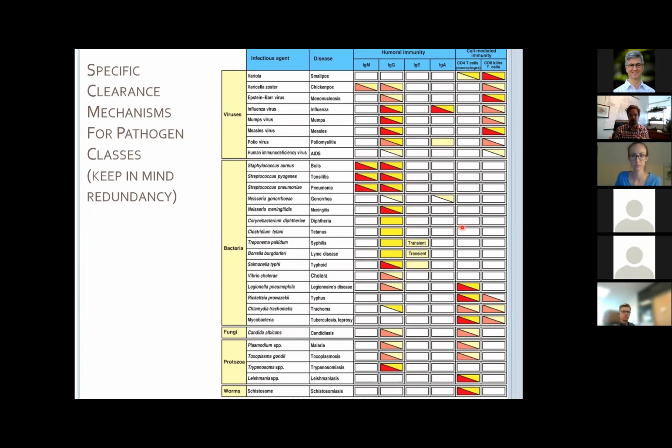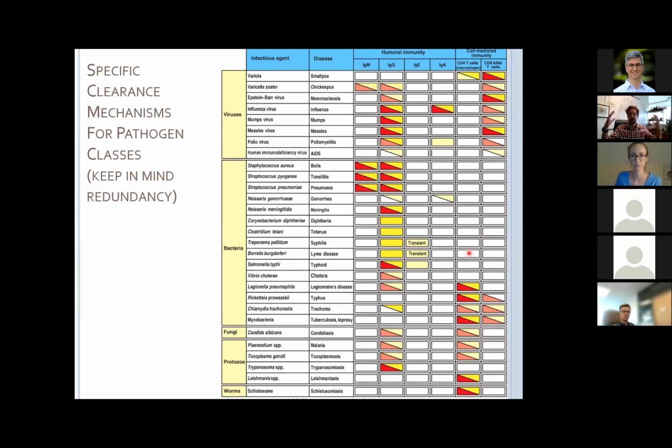During the introductions, you all were working on very different pathogens, and for every pathogen, there's a different collection of effector mechanisms that are going to be useful for getting rid of that pathogen. That's what this slide tries to summarize. Up here are the different effector mechanisms, at least for antibodies and cell-mediated responses, and down here are the pathogens, and then whether or not that effector mechanism is useful in controlling that particular pathogen.